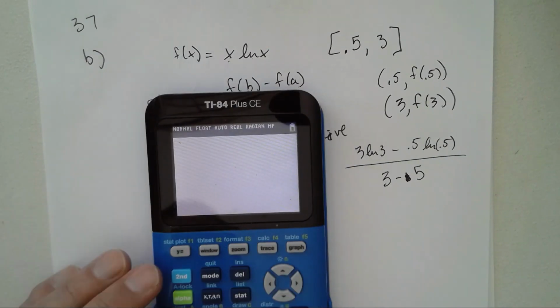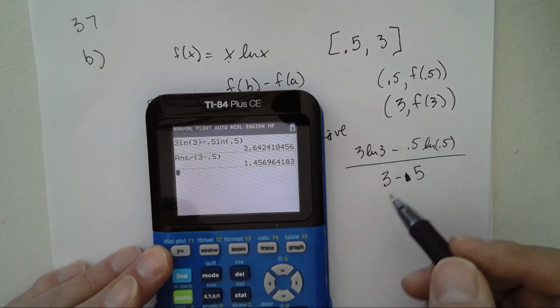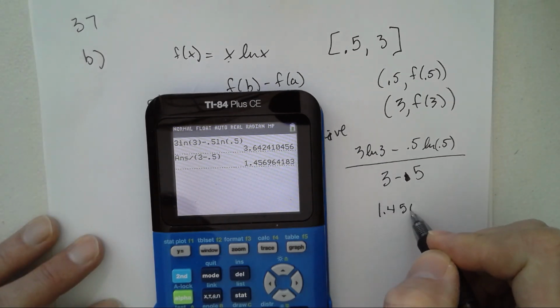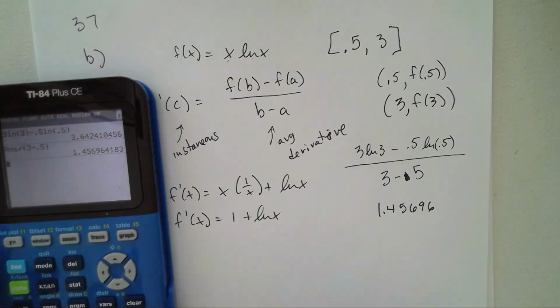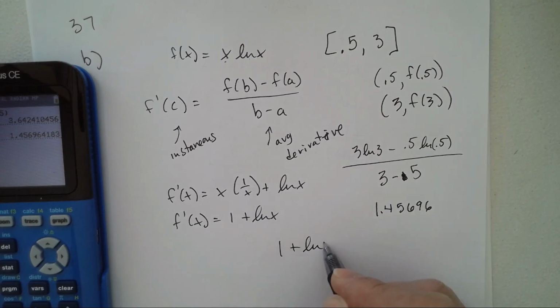So 3 natural log 3 minus 0.5 natural log 0.5, that's our top, and then divided by 3 minus 0.5. So our average rate of change, our slope between the 2 ordered pairs, is 1.45696. Okay. And that has to equal the derivative somewhere. Here's our derivative. So 1 plus natural log of x equals 1.45696.